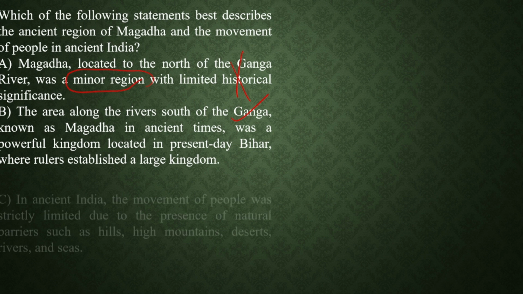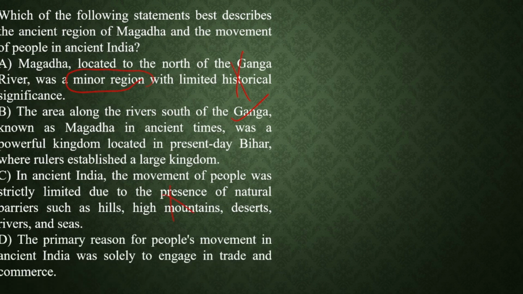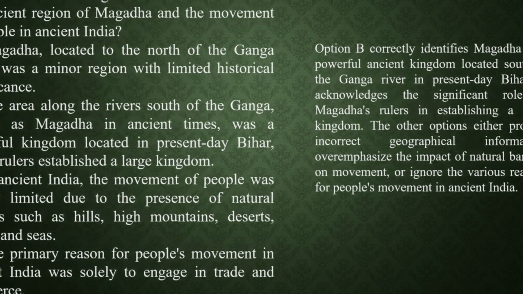Let us see the other options also. In ancient India, the movement of people was strictly limited due to the presence of natural barriers such as hills, high mountains, deserts, rivers and seas. This seems to be false because movement of the people was not stopped. The primary reason for people's movement in ancient India was solely to engage in trade and commerce. No, it was not only trade and commerce, it was religious also, social also. So our answer should be B. A detailed explanation of this question is given here, on why B should be the answer. Okay, you can pause the video and watch this again.